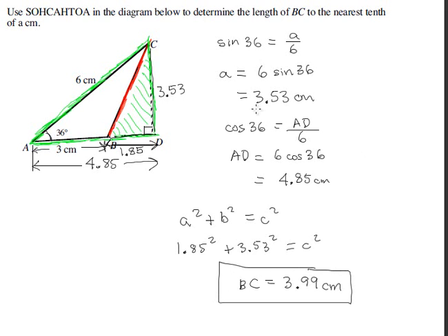So that's one way to find side BC, and shortly you should see that there's another way to solve these kinds of questions that doesn't require as many steps. It requires one big step, which we're going to call the cosine law.